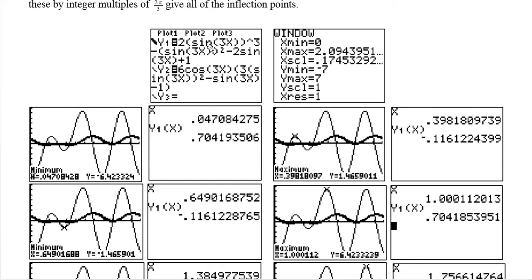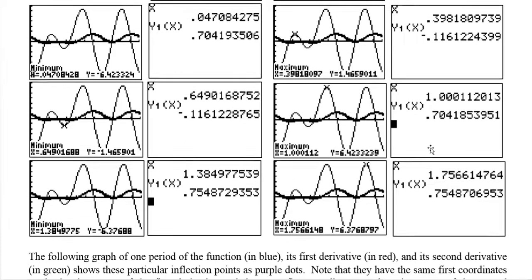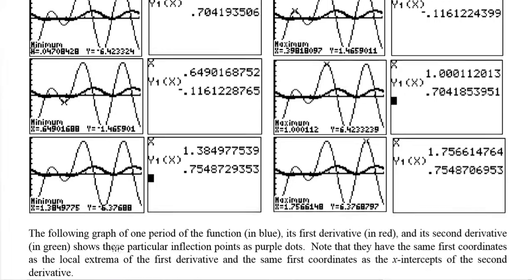The y1 is the original function, y2 is the first derivative. Found an appropriate window for one period. Did a calc max here for the maximum on the derivative, and that same x value is going to be a place where we have an inflection point here, and so forth. Find the y value of that on the original function, and that's going to give you the x and y coordinate of that inflection point. And do that all the way across here.